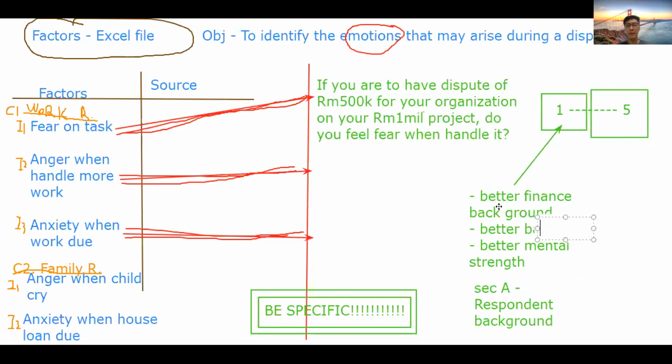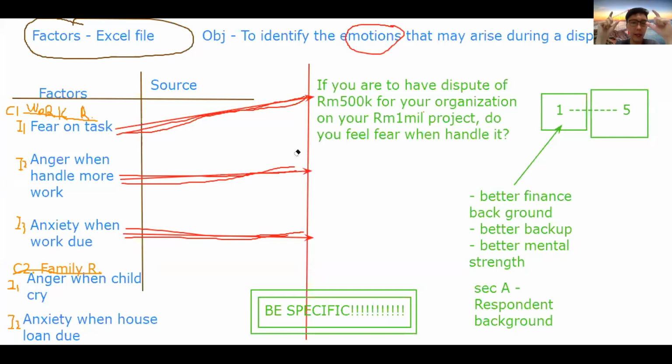So from here, you will notice I am very specific already. I will get two different answers. The tendency of answers will go left if they have better finance, better backup, better mental strength. Those who answer on my right, 4, 5, 3, 4, 5, have a lesser finance background, lesser backup, lesser mental strength. So if you give scenario-based questions, you will get this kind of response. Everyone clear until here? If not clear, I repeat. Everyone clear until here?